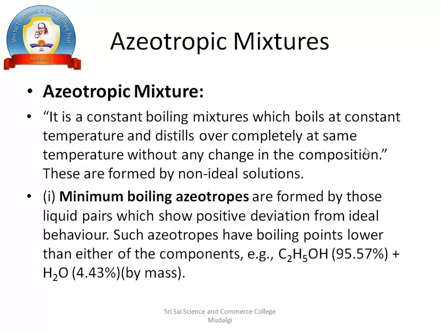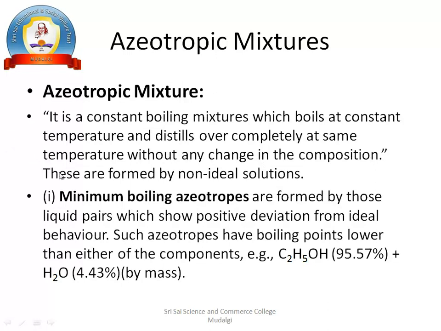Now say for example I am taking components A and B, right? So they boil at the constant temperature and they come out as the same composition, with no change in the composition. Then those types of mixtures we call what? Azeotropic mixture. So the definition is very simple here. It is a constant boiling mixture. If I take an AB mixture, it boils at a constant temperature and it will come out without change in the composition. So those types of mixtures we call what?